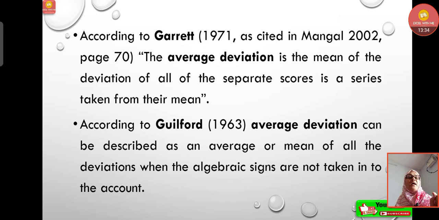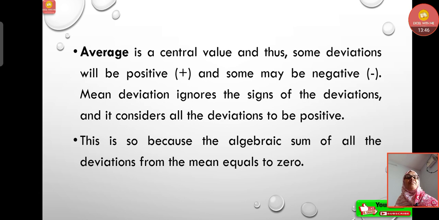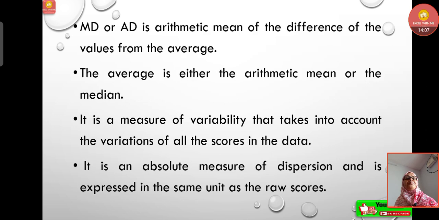According to Guilford, average deviation can be described as an average or mean of all the deviations when the algebraic signs are not taken into account. Now let's see, average is a central value and thus some deviations will be positive and some may be negative. Now mean deviation ignores the signs of the deviations and it considers all the deviations to be positive. This is so because the algebraic sum of all the deviations from the mean equals 0.